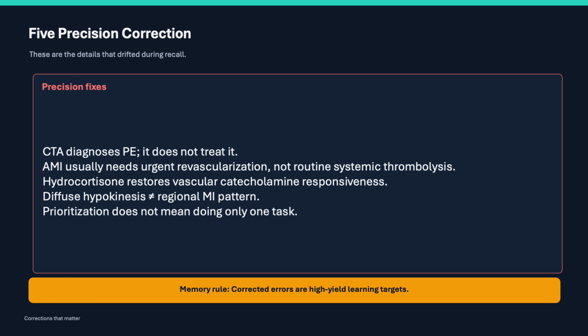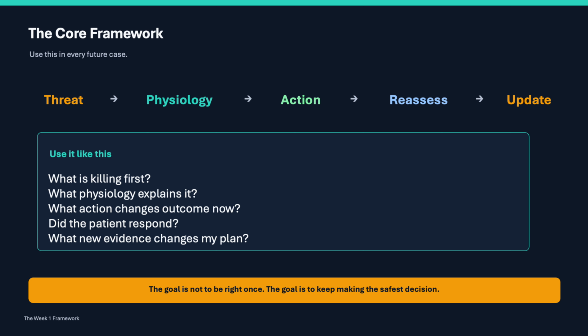These corrections are valuable because errors discovered during recall are not failures. They are high-yield learning targets. The facts we misremember are often the exact facts we need to revisit most deliberately. Although these were 5 different cases, one clinical framework connected all of them. The first step is threat. What is most likely to kill the patient first? Is it arrhythmia, shock, bowel necrosis, obstructed pulmonary circulation, or uncontrolled hemorrhage?